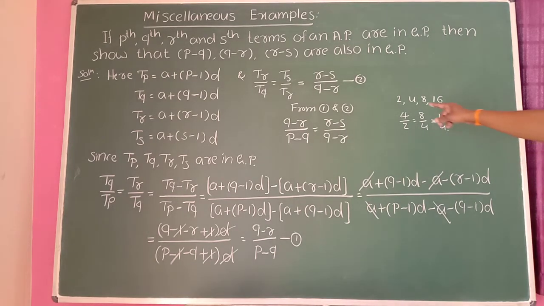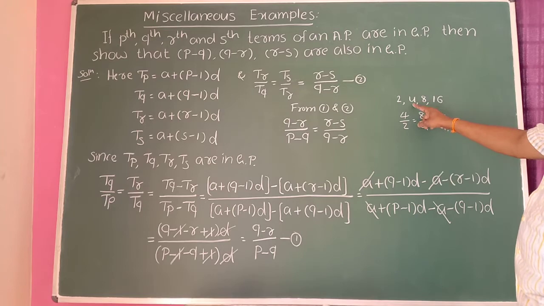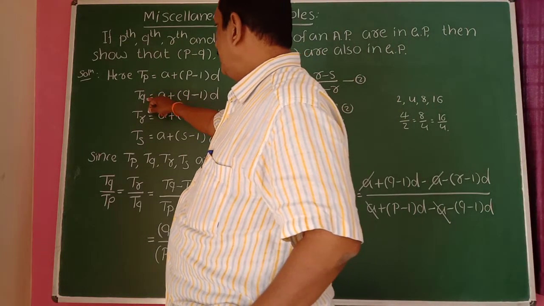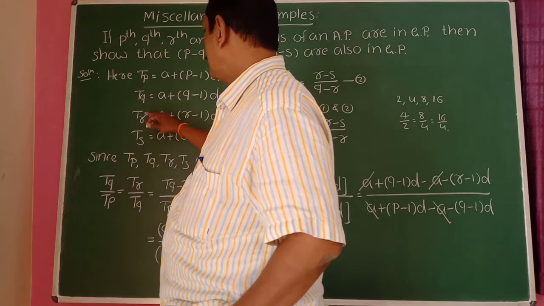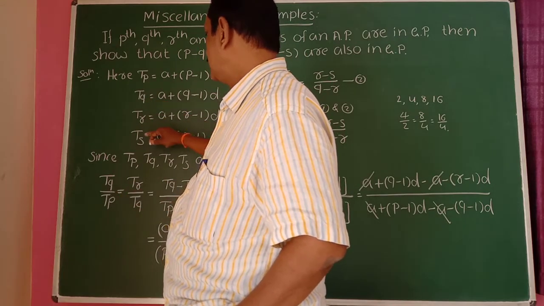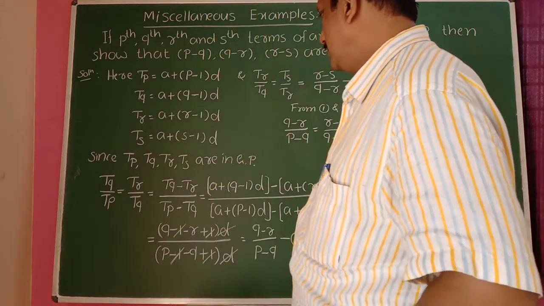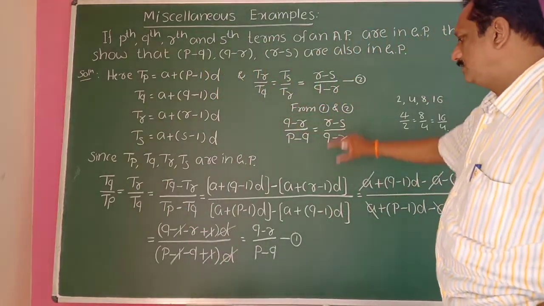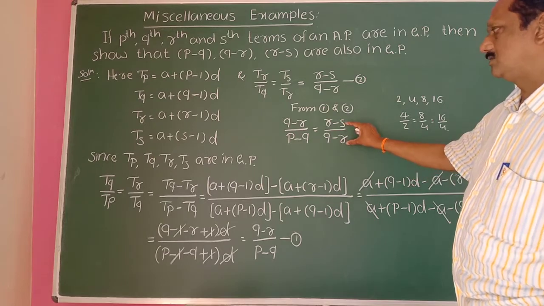Therefore 4 upon 2, 8 upon 4 is equal to 16 by 8, like that. TQ divided by TP is equal to TR upon TQ is equal to TS divided by TR. Therefore this is equal to this one and this is equal to this one. Therefore from 1 and 2 here both are equal.